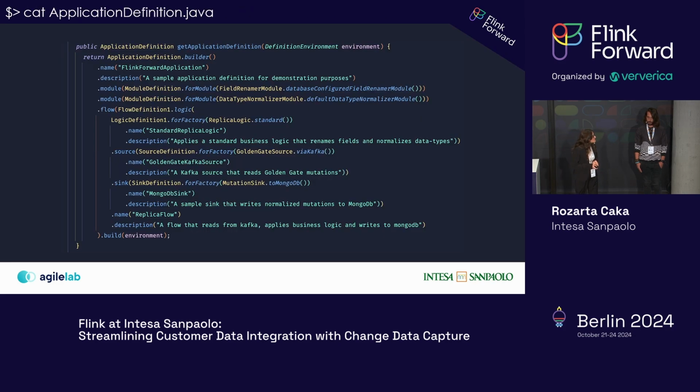Here there is an example of an application written in Scrat. We have the description and the name of the application, the modules that the application will need to use in the logic, and then the definition of a flow with its source, sink, and logic that are defined with the factory. And now I will pass the stage to my colleague that will explain the life cycle of Scrat and components.